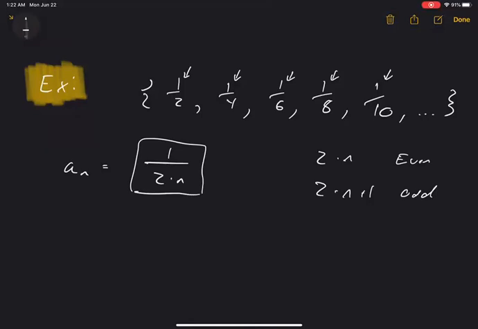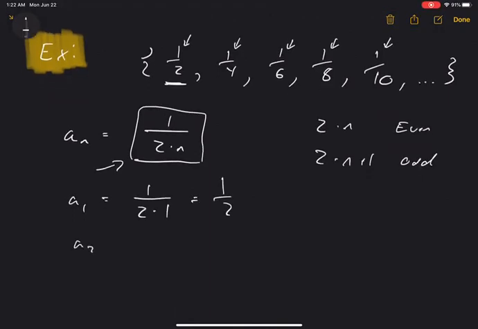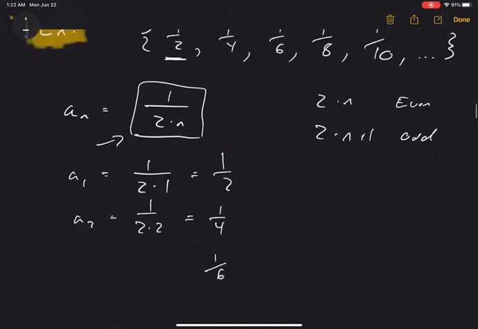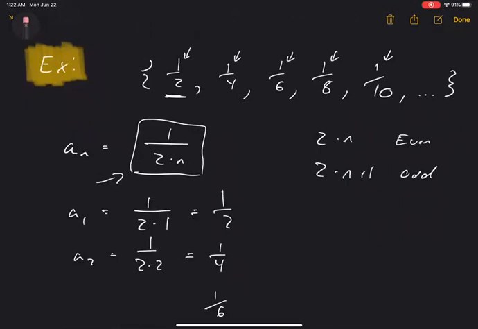I'm going to plug in, let's see, this is the first term of my sequence, right? So I should be able to plug 1 into this formula and get this number 1/2. Okay, does that work? I plug 1 into my formula and I get 1 over 2 times 1. That's 1/2. Good. All right, that matches. I plug in 2 and I get 1 over 2 times 2. That's 1 over 4. If I plug in 3, I'm going to get 1 over 6, etc. So that matches. So yeah, it looks like my formula is a_n equals 1 over 2 times n.